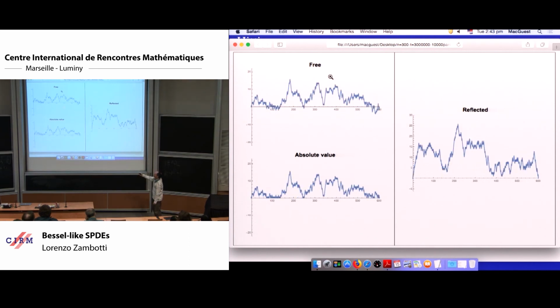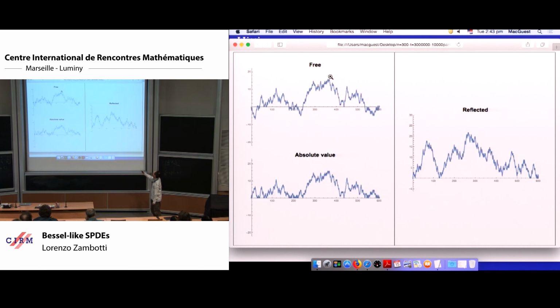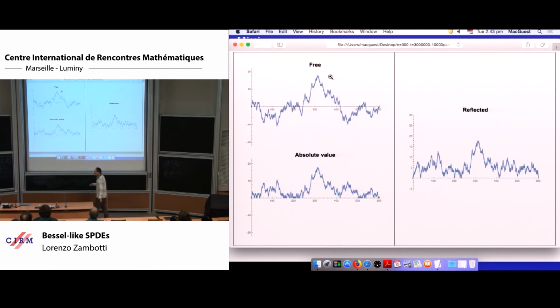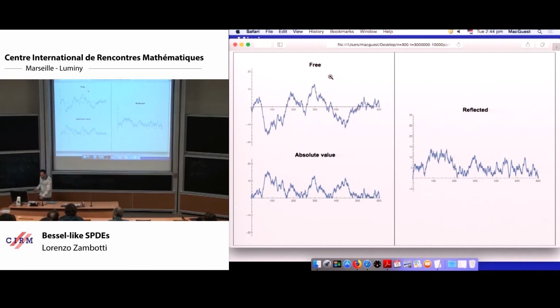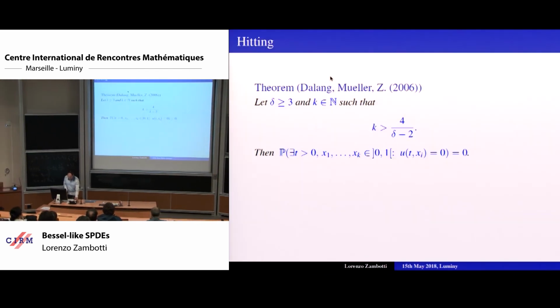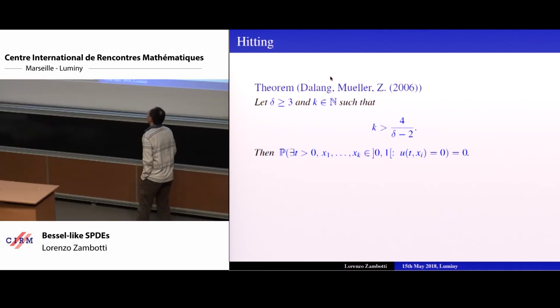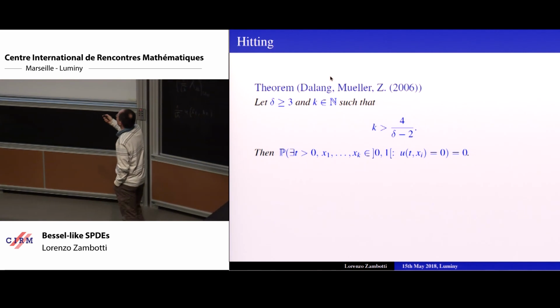So here you have infinitely many, uncountably many even. So this was a nice question that I was able to solve because I was helped by Robert Dalland and Carl Müller.